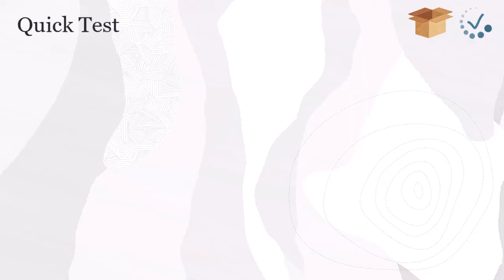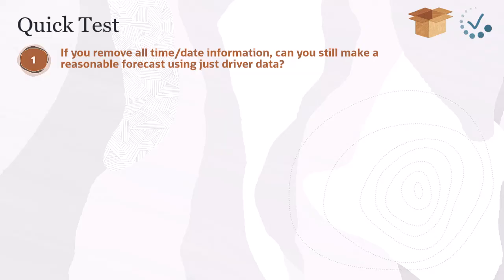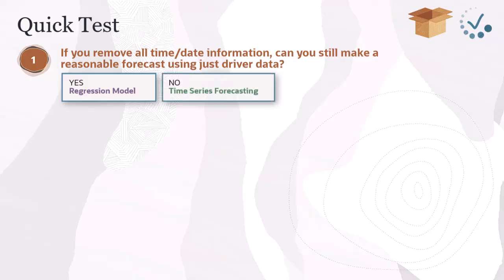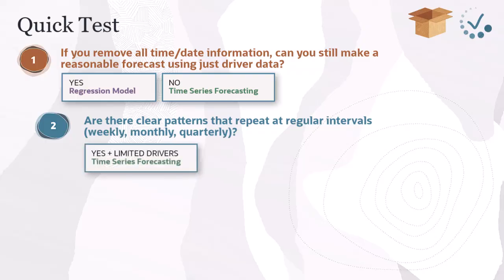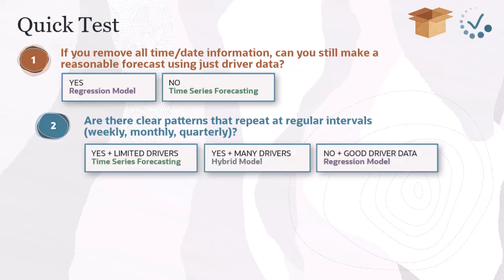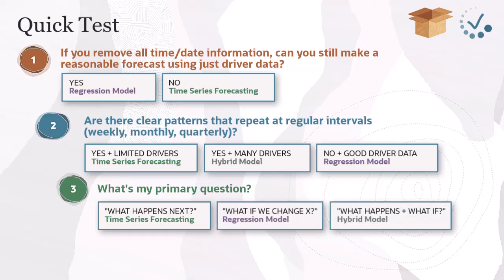Here's a quick test you can apply before you pick an algorithm. First, if you remove all time or date information, can you still make a reasonable forecast using only driver data? If yes, you're in regression. If no, you need time series forecasting. Next, do you see repeating weekly, monthly, quarterly patterns? If yes, time series forecasting may fit, or hybrid if you have many drivers. Finally, ask what you're really trying to answer. What happens next? What if we change drivers or both?